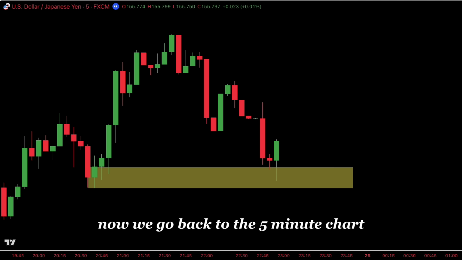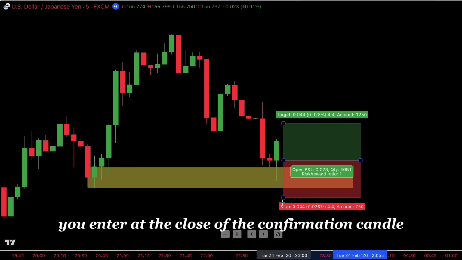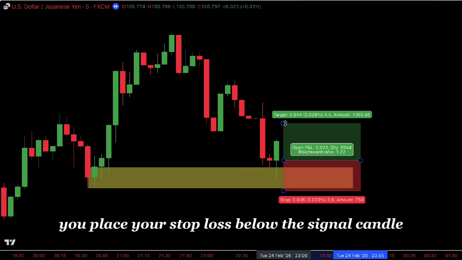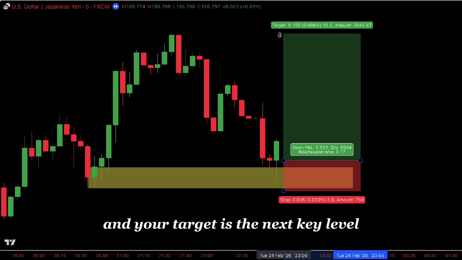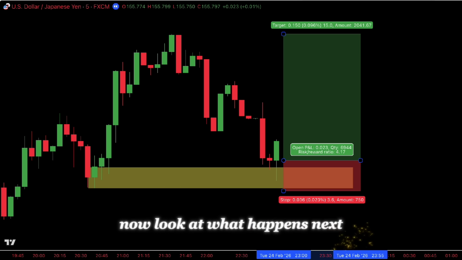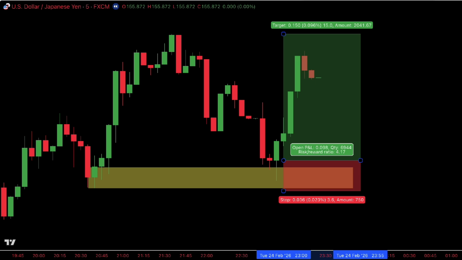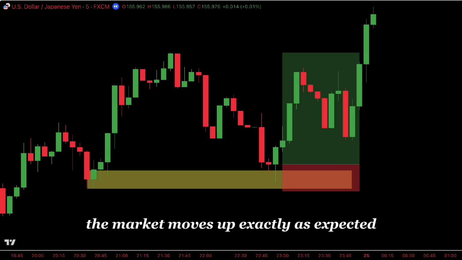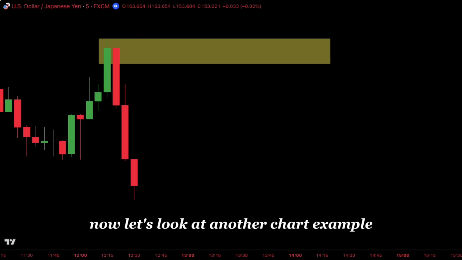Now we go back to the 5-minute chart. You enter at the close of the confirmation candle. You place your stop loss below the signal candle, and your target is the next key level. Now look at what happens next. The market moves up exactly as expected. Now let's look at another chart example.